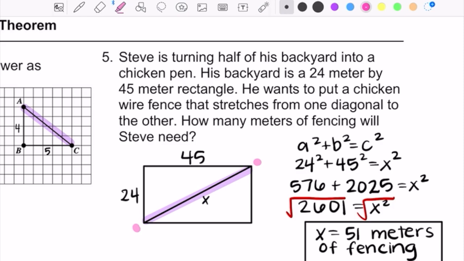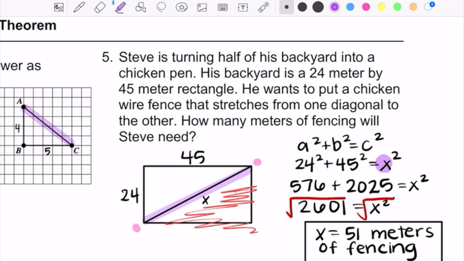So if you think about his backyard being a rectangle, you're trying to find the diagonal across the rectangle, which, if you ignore half of the picture, half of a rectangle is just a right triangle. And so I can do A squared plus B squared equals C squared to answer this question. Here in the picture, we've decided to name the hypotenuse X. So we put the X in over here, but you could just leave it C. 24 squared plus 45 squared is equal to X squared. So I square the 24, that gives me 576. I square the 45, that gives me 2025.